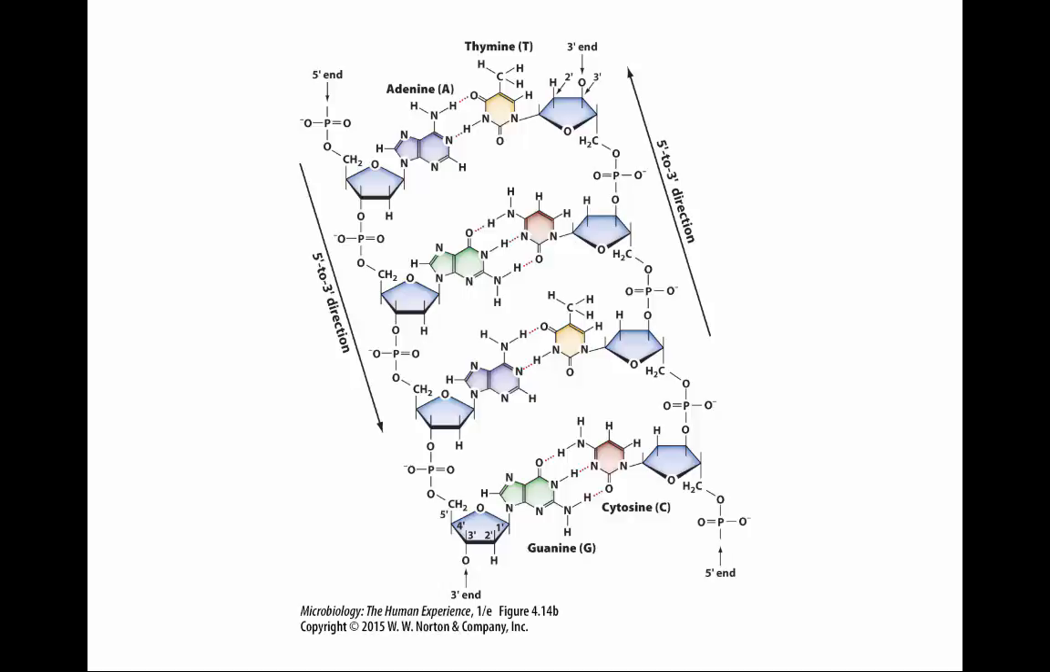So we talk about DNA as being double-stranded because it has two sugar phosphate backbones and the nucleotides are base paired together. So on this side we see sugars and phosphates with nucleotides, and on this side we also have a sugar phosphate backbone with the nucleotides.